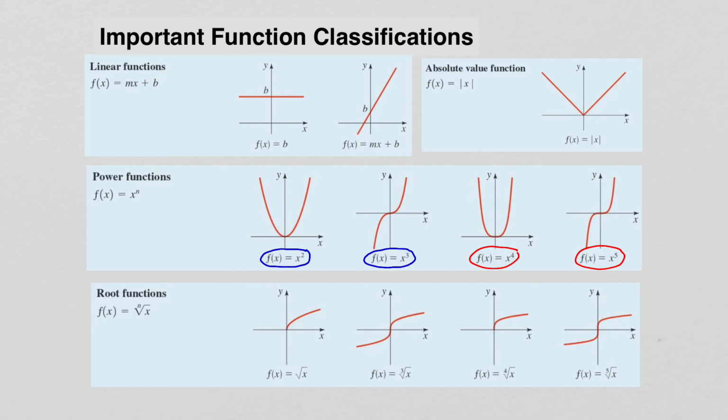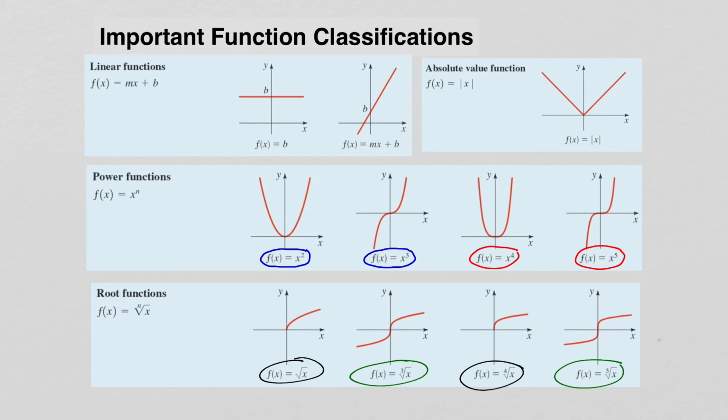And then likewise, we can talk about root functions, such as the square root of x, the cube root of x, the fourth root of x, the fifth root of x, etc. And once again, you'll notice that the square root of x and the fourth root of x both look kind of similar to each other here. And then the third root of x and the fifth root of x look sort of similar to each other.